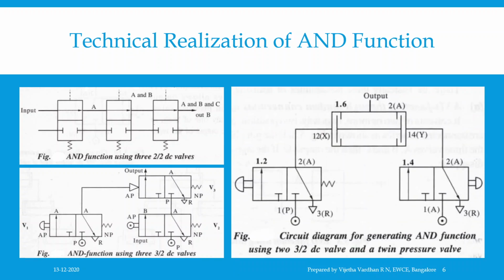Then coming to the third condition, the AND function using a 3 by 2 direction control valve and a twin pressure valve. The corresponding circuit diagram is as shown in the figure in the slide on the right hand side. Actuation of A and B direction control valves allows output through the twin pressure valve. Deactivation of any one of them or both will stop the output of the twin pressure valve.